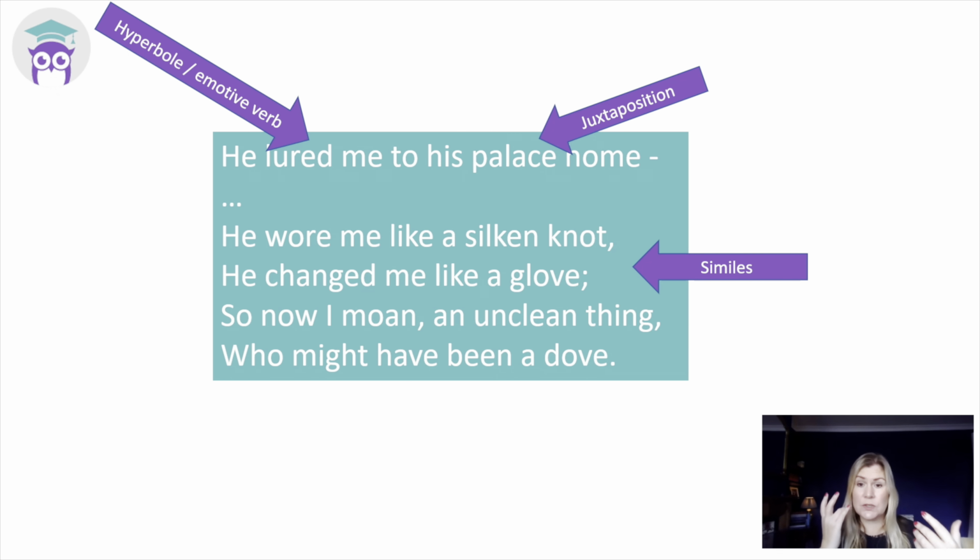And then we get some descriptions of what their romantic relationship was like through these similes. "He wore me like a silken knot. He changed me like a glove." So it continues the idea that's mentioned earlier in the stanza about her just being a plaything to him, something that can be worn, taken on or off, changed again like a glove. So she's referencing the fact that his affections for her and his use of her is only temporary, but the impact of that temporary use is catastrophic as presented in this metaphor.